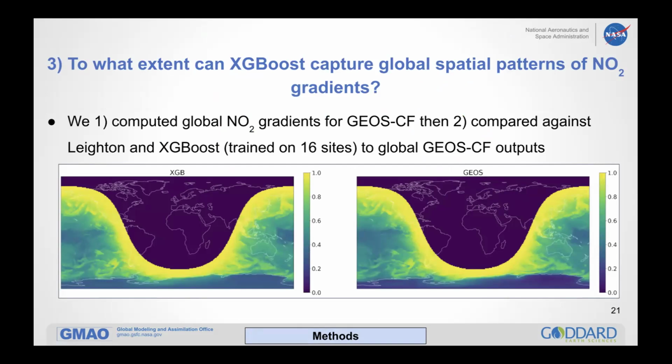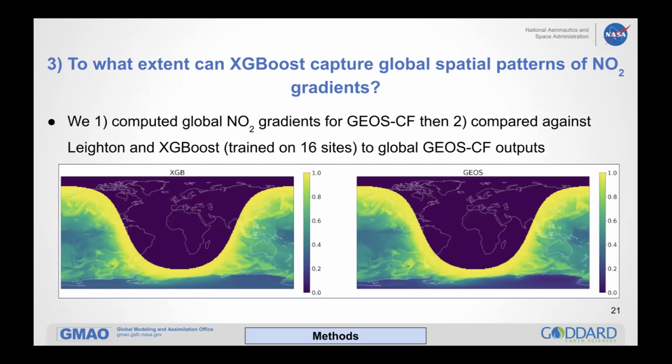So then we wanted to evaluate how Layton and XGBoost both do on the global grid. So we perturbed the full GOCF model at the full resolution and global domain, and then compared Layton and XGBoost against the GOCF ground truth instead of the KPP box model ground truth or the small input data set that we've been using. Again, we applied the XGBoost model that was trained on just 16 sites to the full global grid. We didn't expect XGBoost to generalize perfectly, but it actually did pretty well.